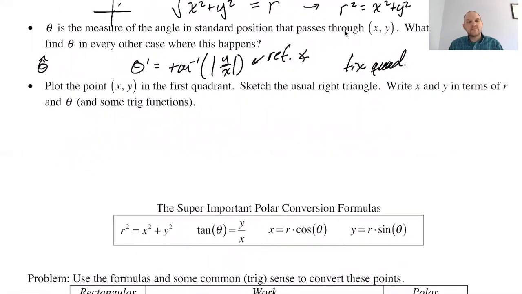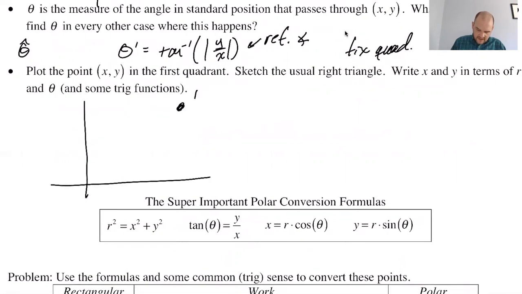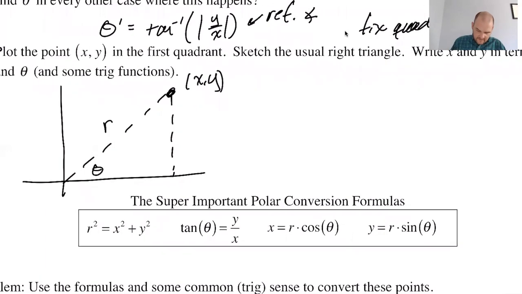So what are you going to do? Plot the point in the first quadrant, sketch our usual right triangle, and figure out x and y in terms of r and theta. This will feel like something we have done multiple times because we have. Let's say that this is (x, y). Drop this down. This is r, which we know is the square root of x squared plus y squared. That doesn't really matter at this point. This is our theta. Here's y, here's x.